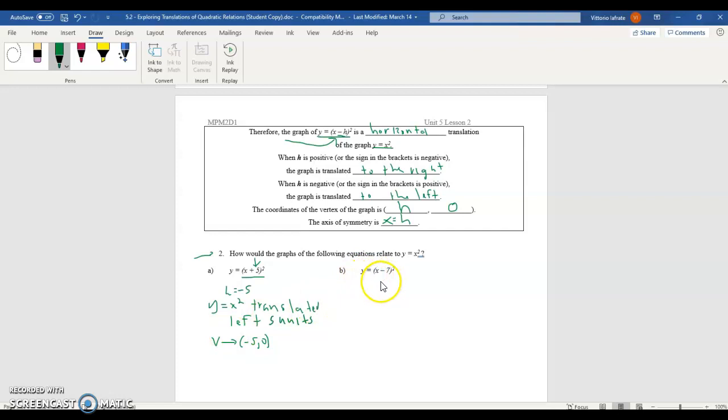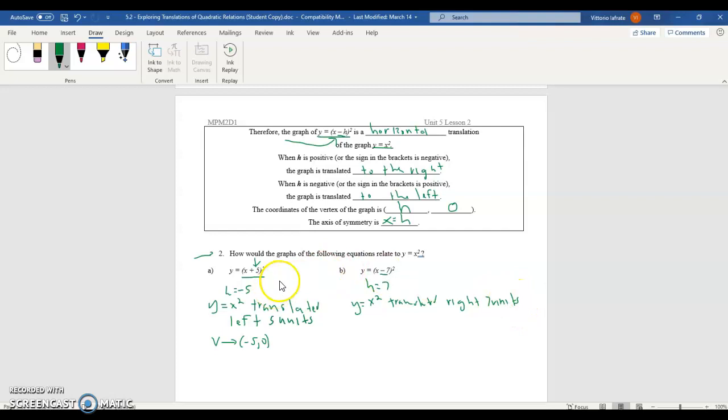In this situation here, our h is 7. So what that means is this is our graph y is equal to x squared, our parent graph y is equal to x squared, translated to the right 7 units.